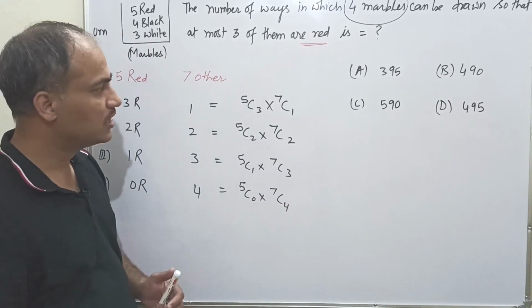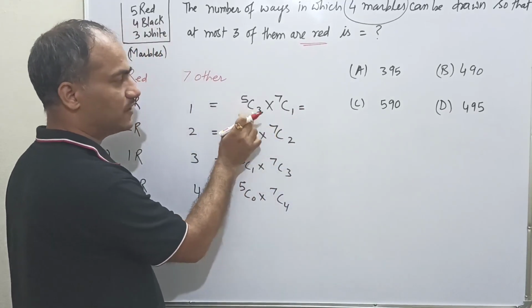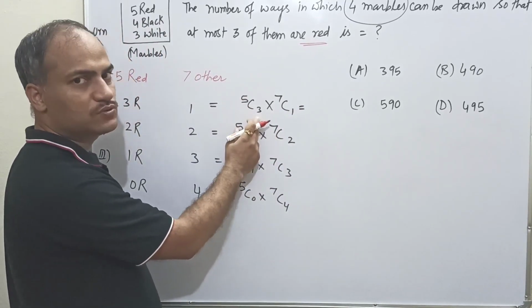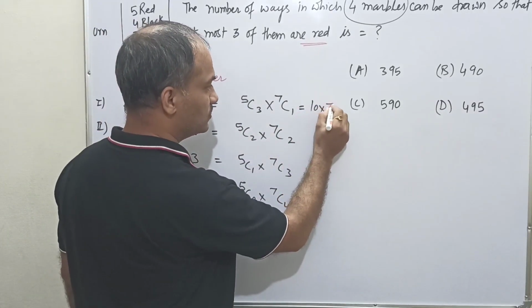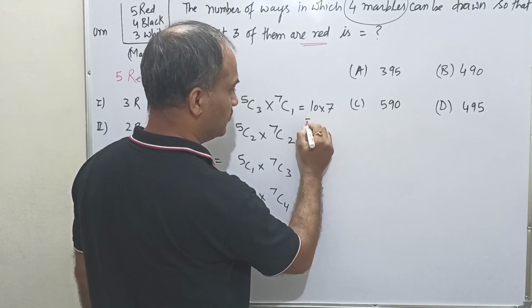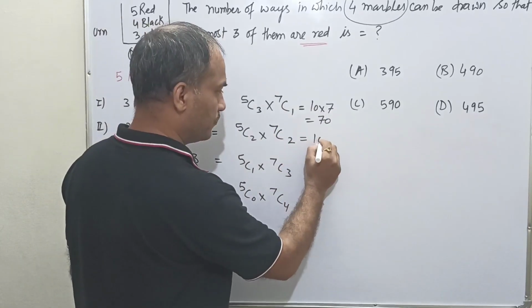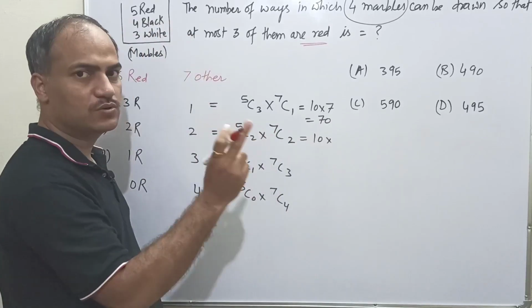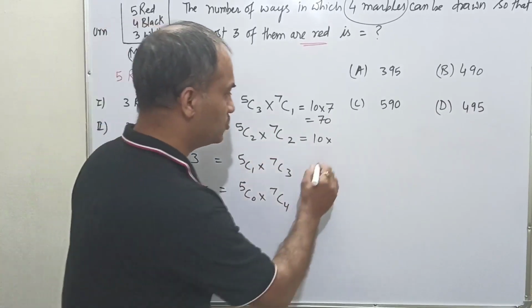Okay, let us quickly find the values now. This 5C3 is just 5C2. 5C2 is 5 into 4, 20, 20 by 2 that is 10. So 10 into 7, so this is 70. Now what is this? 5C2 is 10. 7C2 is 7 into 6 upon 2 factorial, that is 42 by 2, that is 21.